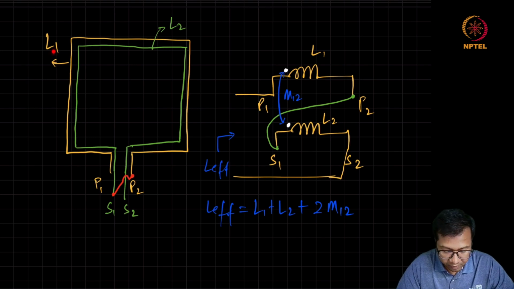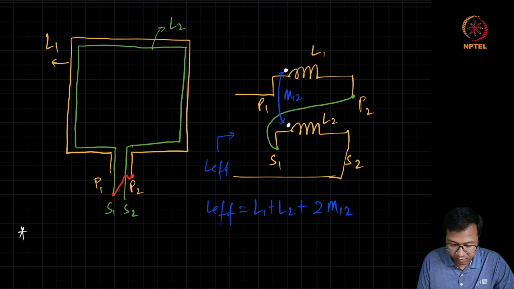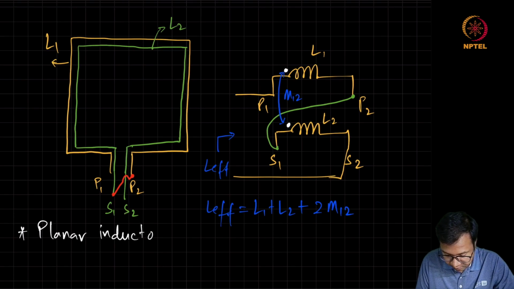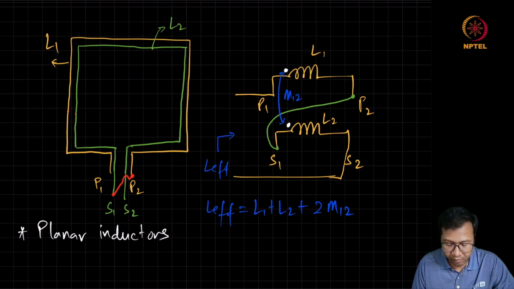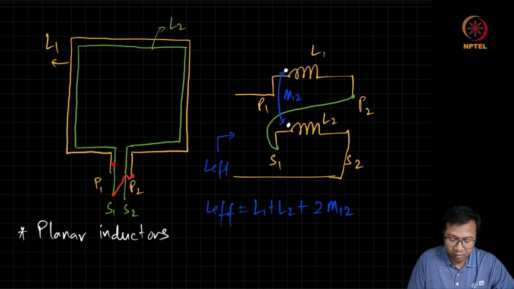When this connection is made, then these two independent L1, L2, which are mutually coupled, now will act like a single inductance value L1 plus L2 plus 2M. These are also called planar inductors, because effectively we are creating multiple turns on the same plane. Many times this is required because you have only one of the metal layers which is thick. So as to increase the overall quality factor, you try to use the same layer for multiple turns.